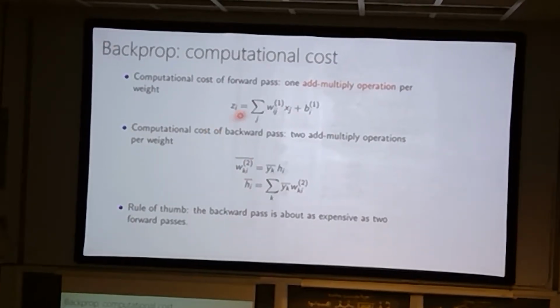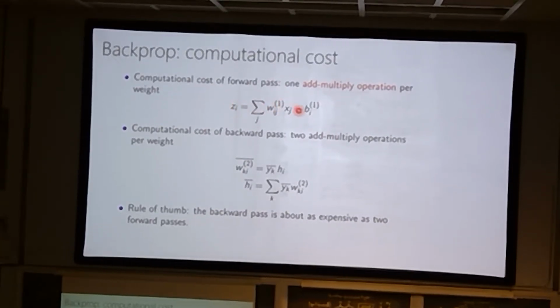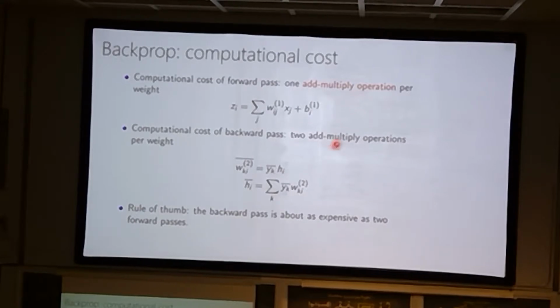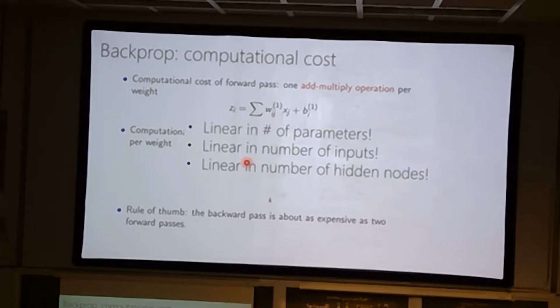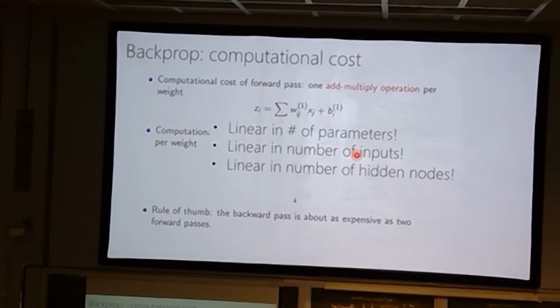Okay, so what is the computational cost of these things? Roughly, when you do a forward pass, you're computing something like this, plus a non-linearity, so it's roughly one add-multiply operation. When you go backwards, you typically have to compute two things, so it's roughly twice as expensive to go back as to go forward. But the really interesting thing is that this procedure is linear in the number of parameters, linear in the number of inputs, and linear in the number of hidden nodes.